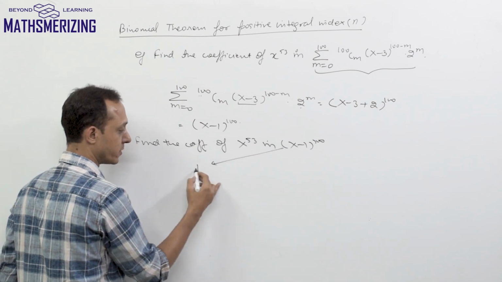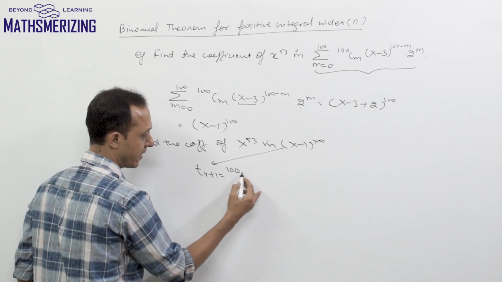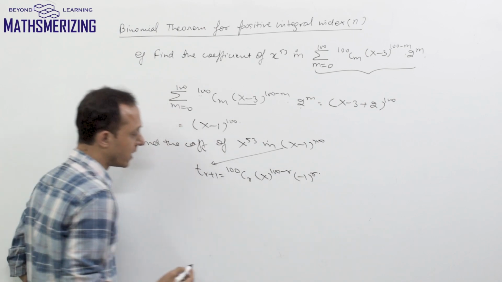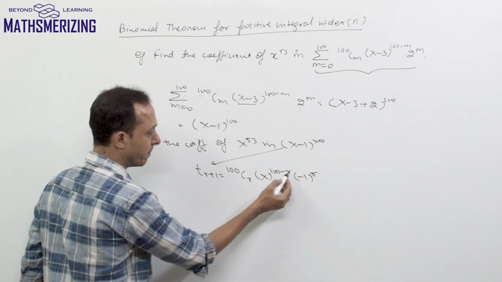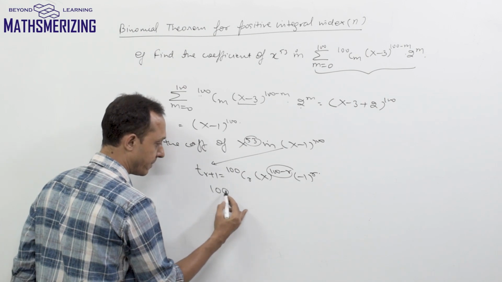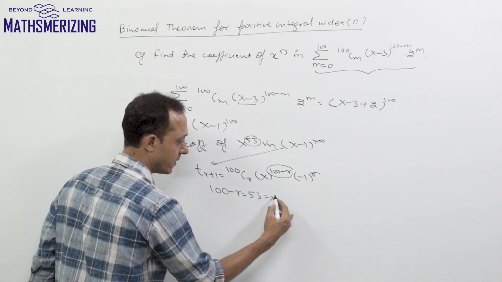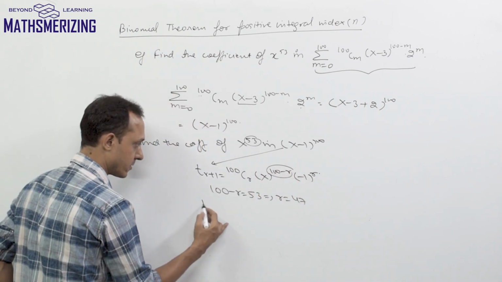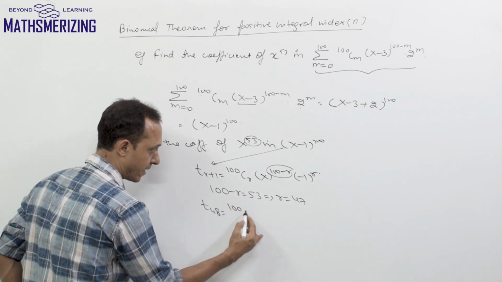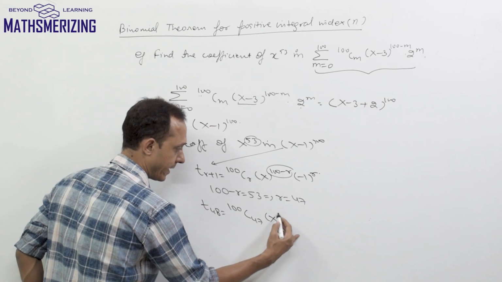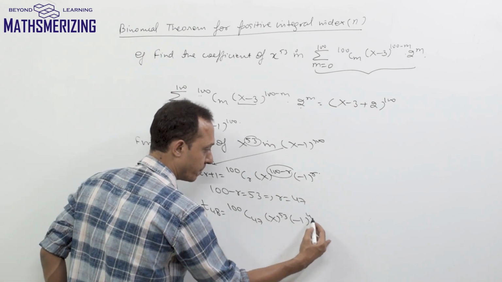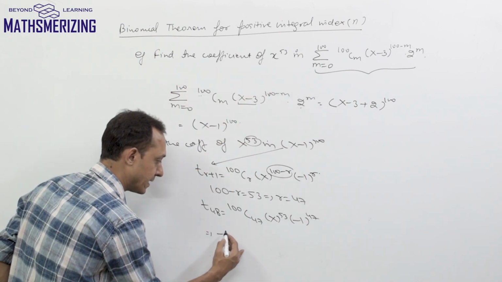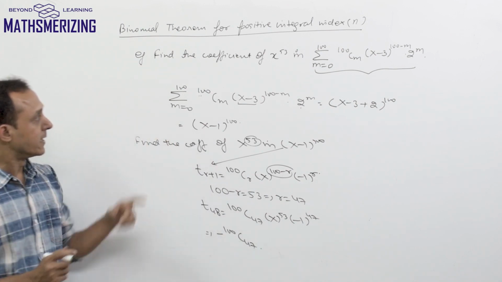So I'll write its general term. Its general term T(r+1) is 100Cr x to the power 100 minus r, (minus 1) to the power r. Now I need the coefficient of x to the power 53. So I'll compare the indices. So this is 100 minus r equals 53. So the value of r is 47. If I put it there, it will be my 48th term, and there will be 100C47 x to the power 53 and then (minus 1) to the power 47. We just need the coefficients. So the coefficient of x to the power 53 will be minus 100C47. So that is the answer to this question.